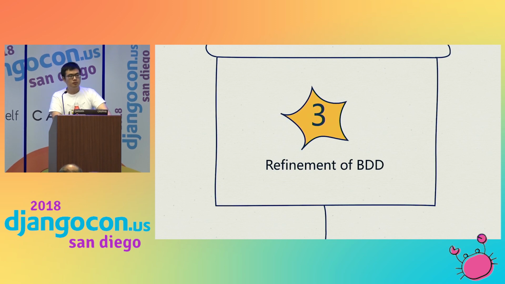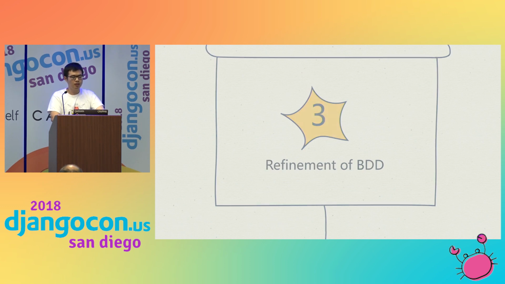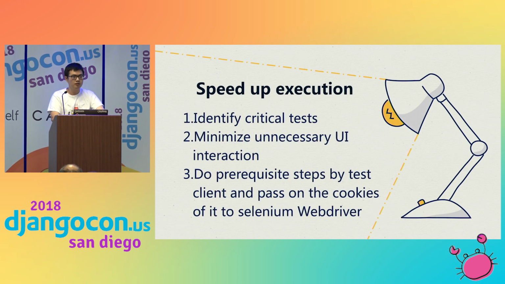Now, so we just did a quick review of the BDD. So we now just come to the refinement of BDD. As you can see, BDD is very costly. Just one scenario costs us 3 seconds to run. So we don't want to run everything for BDD.